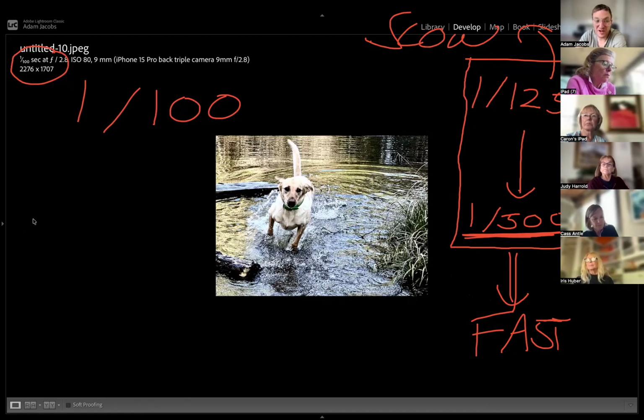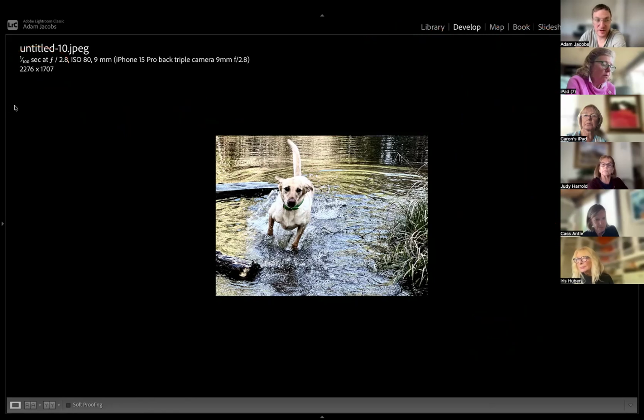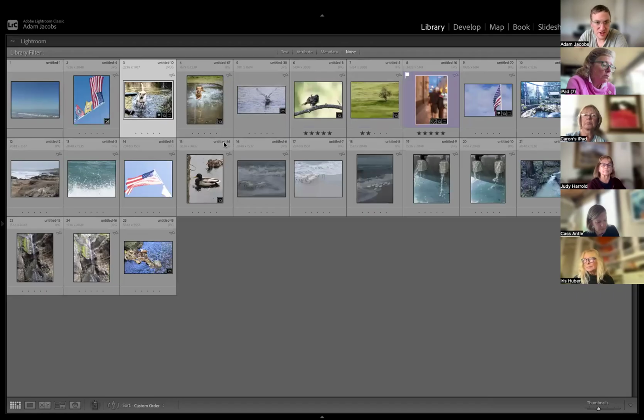So the range that you kind of want to hang out in 90% of the time is like 1/125 to 1/500. I think that was another dog picture here. Oh yeah, I put them next to each other on purpose.